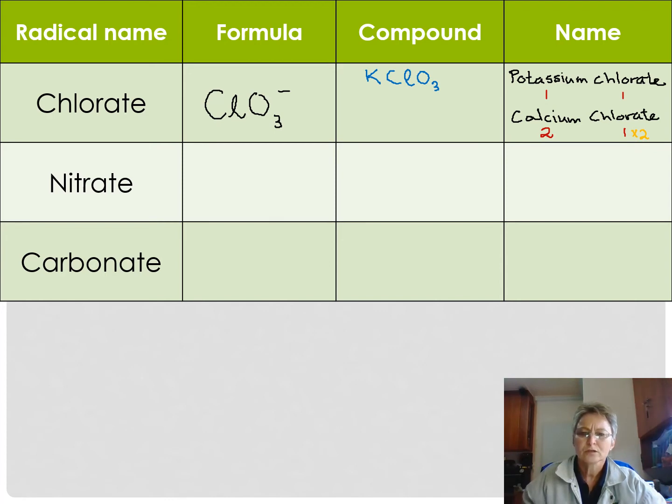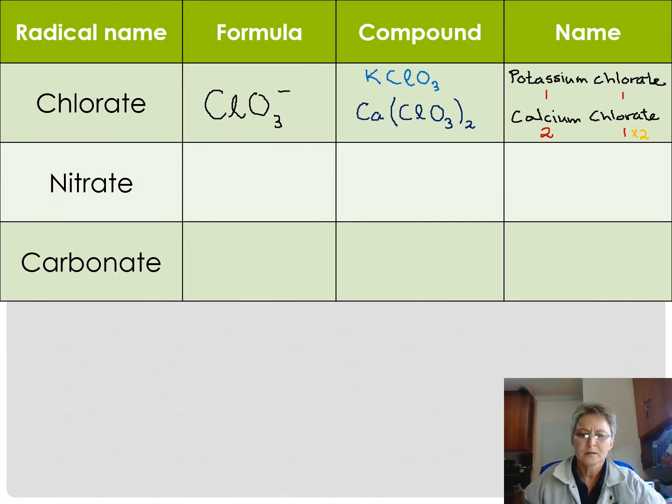Now, because you've got more than one element in the chlorate, this is what we do. We write calcium symbol down, and then there will be 2 chlorates. So we write the chlorate formula in brackets. And then outside the bracket a subscript 2 to indicate that there are 2 chlorate ions joining to a calcium ion.